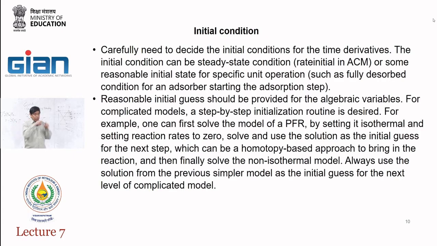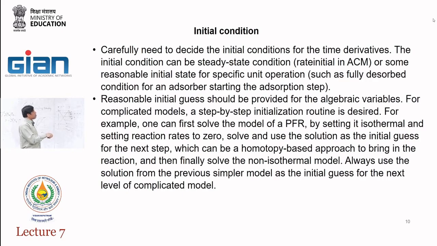So Aspen, when you give the numbers, it knows what type it is. Whatever are the differential variables, for those it will take the numbers as initial values. Whatever are the algebraic variables, it will consider those as the initial guess. So we'll talk about that more.